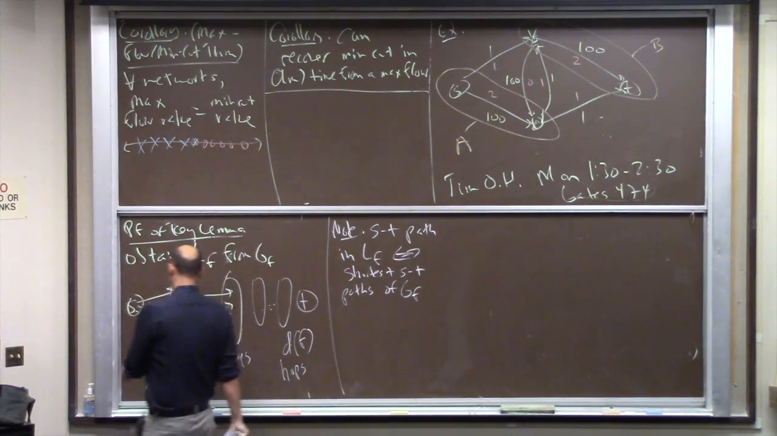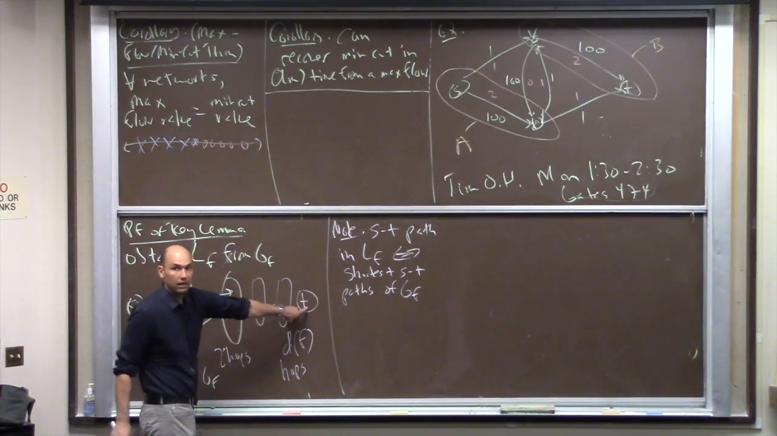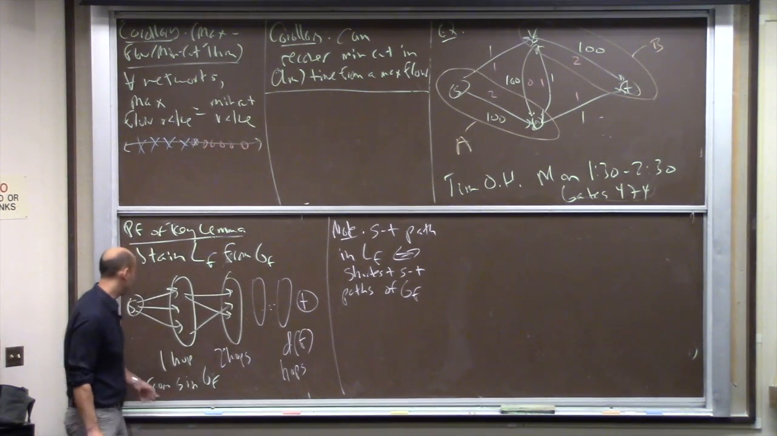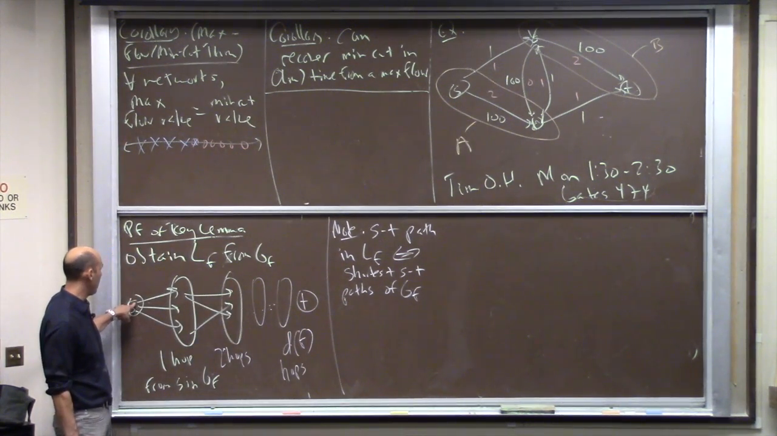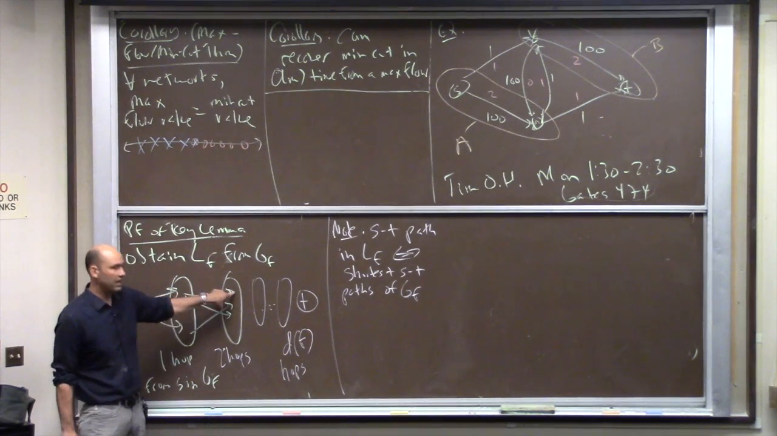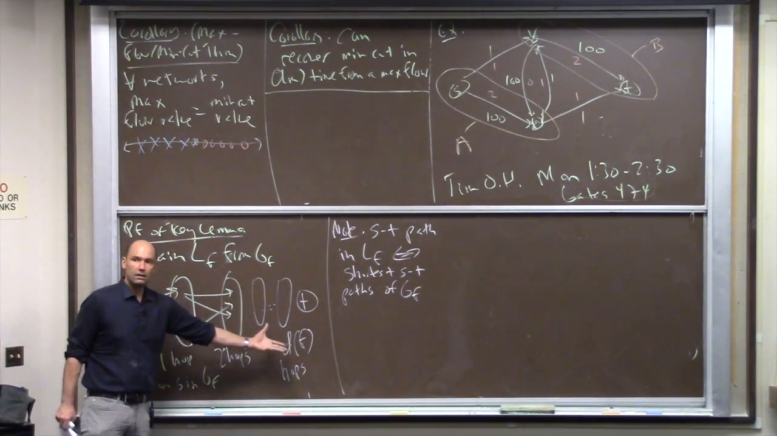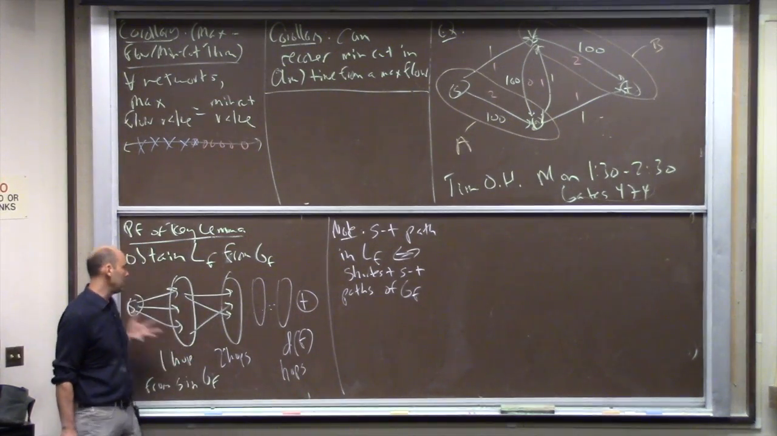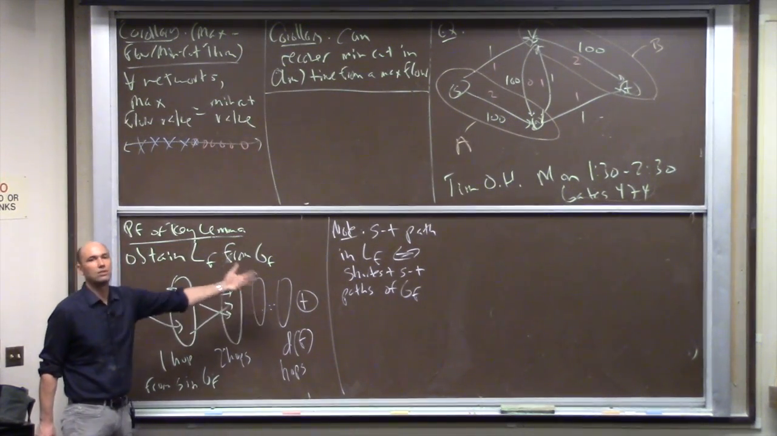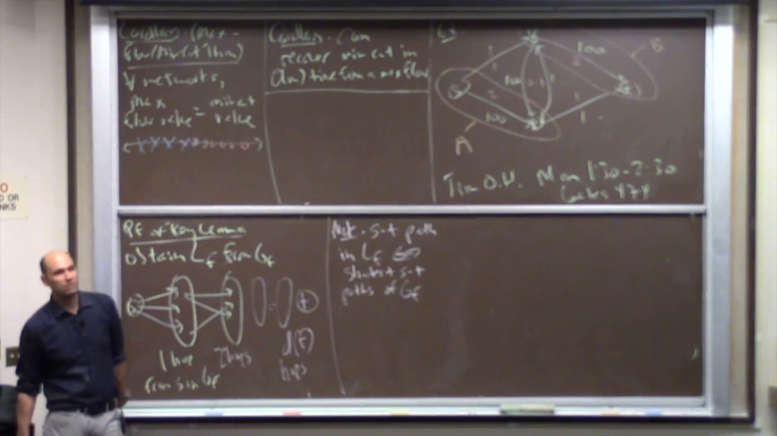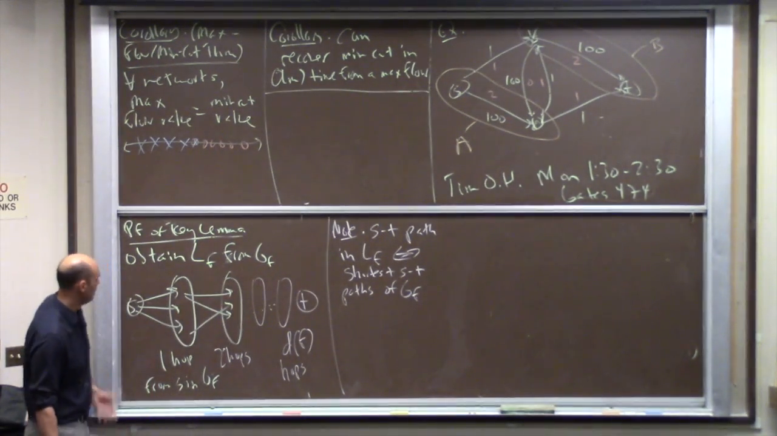So suppose you actually had a path in the layered graph. What does that path have to look like? Well, it just marches one layer at a time. One hop to get here, second hop to get here, third hop to get here, and so on. It gets to T in exactly D of F hops, and D of F by definition is the shortest path length. So it's clear that any path from S to T in the layered graph has to be a shortest path in the original graph.